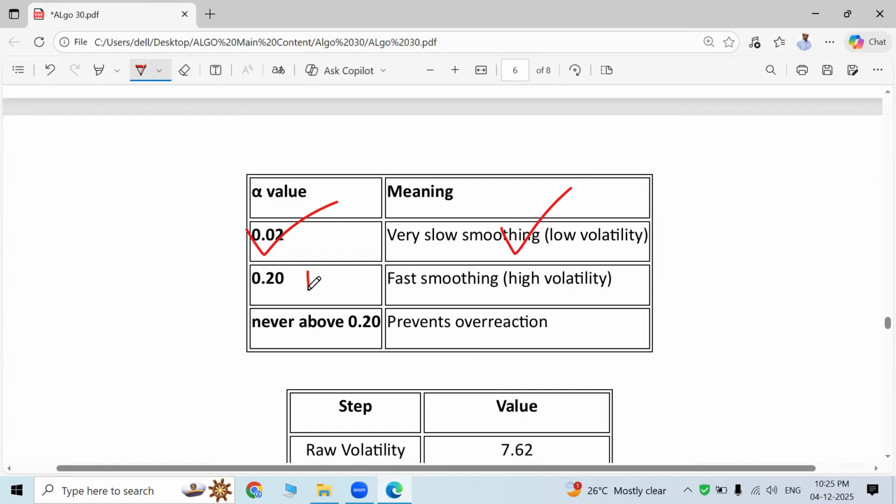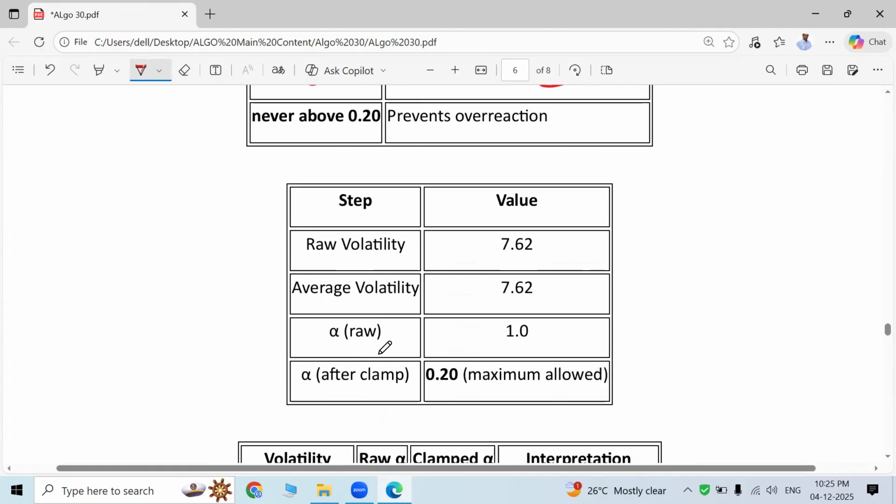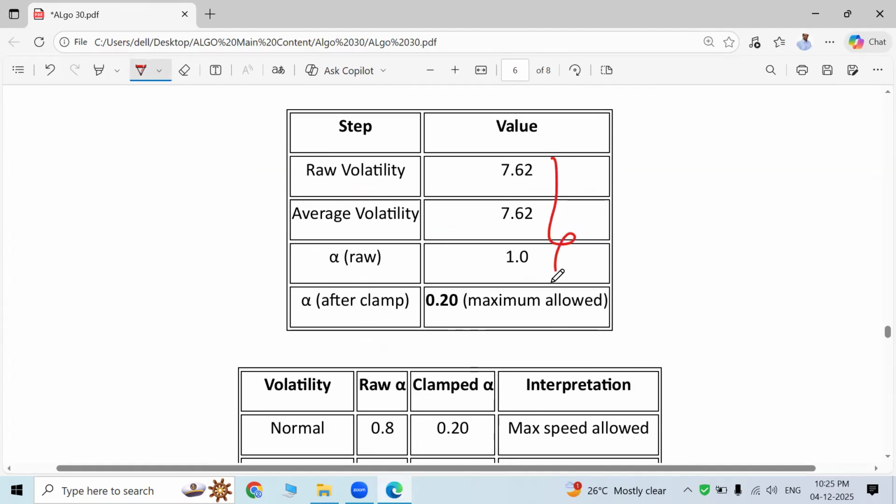If the alpha has been chosen at 0.20, it works very well with the high environment. The alpha cannot be above 0.20, otherwise the algo will overreact. Here, for our case, we are getting 7.62 divided by 7.62, so it comes out to be 1, and we don't want that 1 value in the VAMA formula. If we keep that 1 value in the VAMA formula, then the market is going to overreact. The algo is going to overreact. Due to that, we have to cut down that alpha value to 0.20.